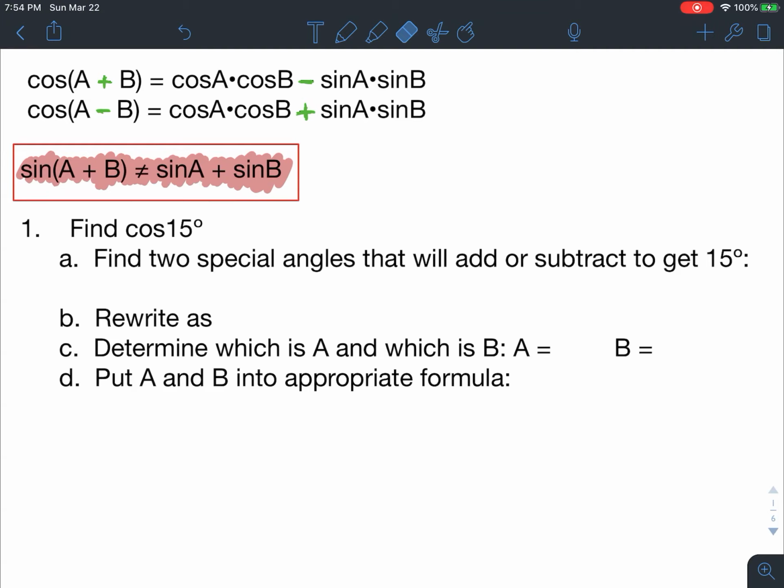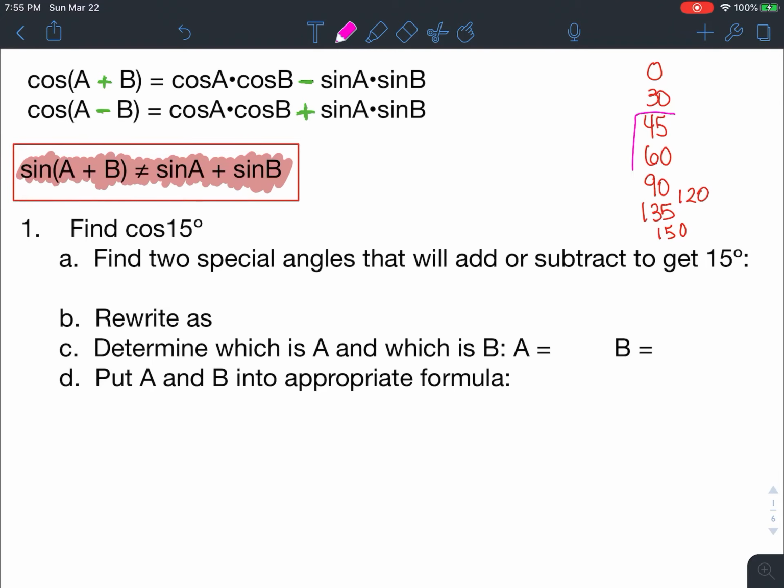So the first thing you want to do is find two special angles that will add or subtract to get 15. So think about what numbers you could use that would add or subtract to get 15, but you only want to use special angles. So what are our special angles? 0, 30, 45, 60, 90, 120, 135, 150, and so on. It doesn't matter which pair you use as long as they add or subtract to get 15.